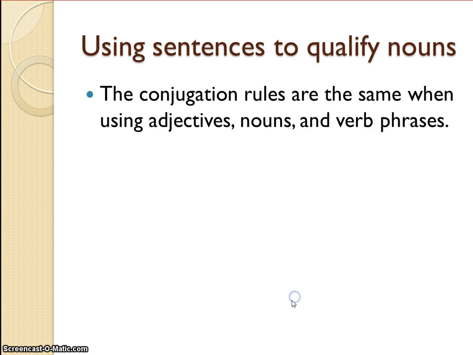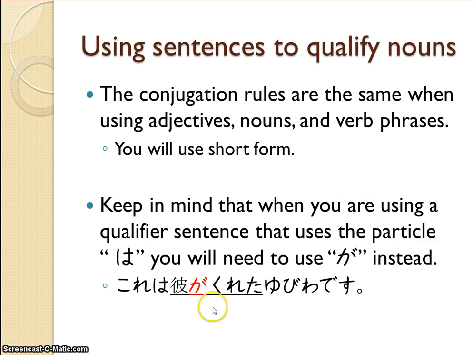Now, just some things to keep in mind. The rules are exactly the same as when you're qualifying nouns with adjectives and verb phrases. Use short form. Keep in mind though, when you have a subject in the clause, you do want to use the particle ga instead of wa. So if it says これは彼はくれた指輪です, there's a little bit of a conflict because we don't know which one is more of the focus. We know this one's the focus, so then this one kind of throws it off a little bit. That's why you want to make this always ga.